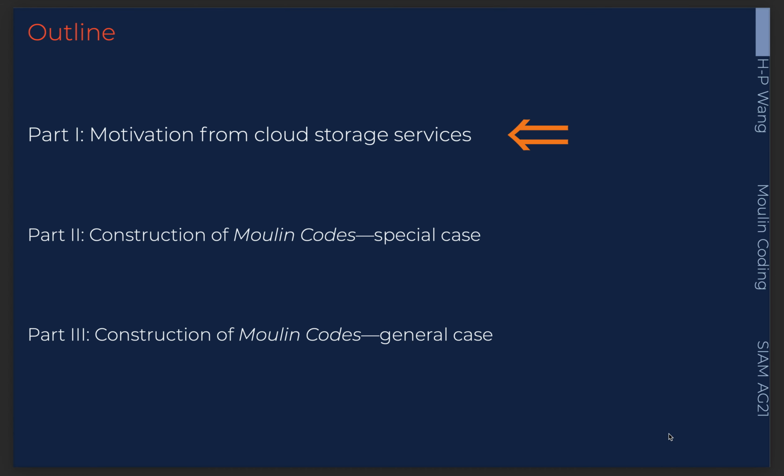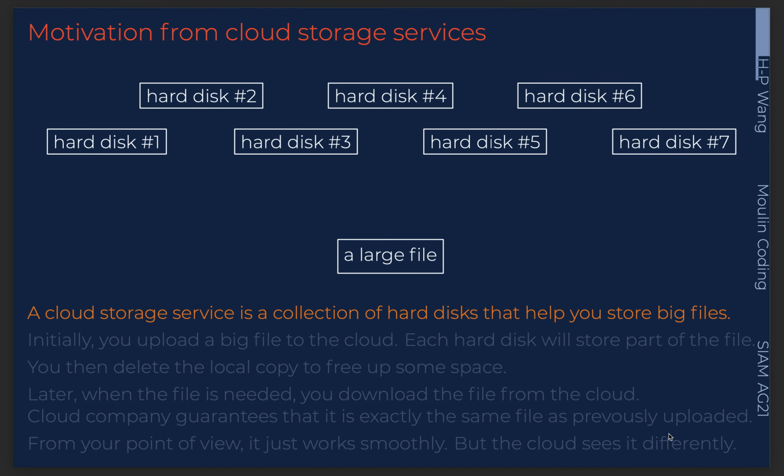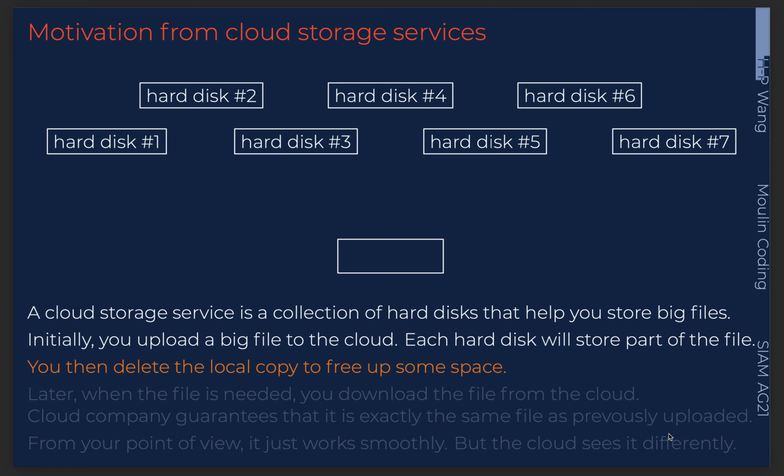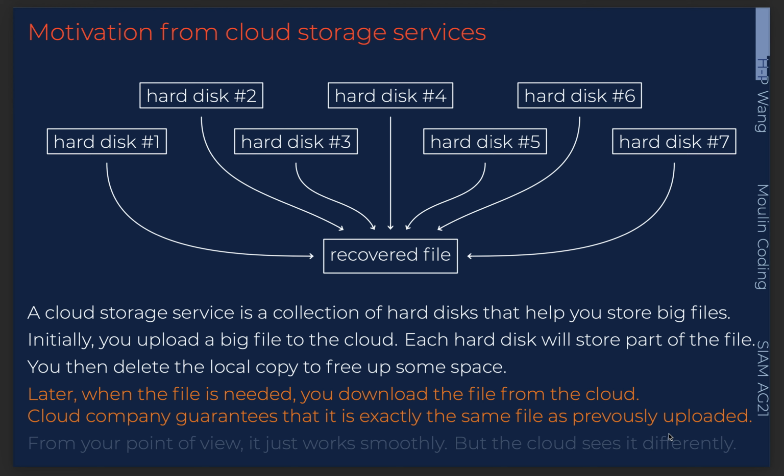So here is the motivation. A cloud storage service is a collection of hard disks that help you store big files. Initially, you upload the big file to the cloud. Each hard disk will store part of the file. You then delete the local copy to free up some space. Later, when the file is needed, you download the file from the cloud. The cloud company guarantees that it is exactly the same file as previously uploaded.